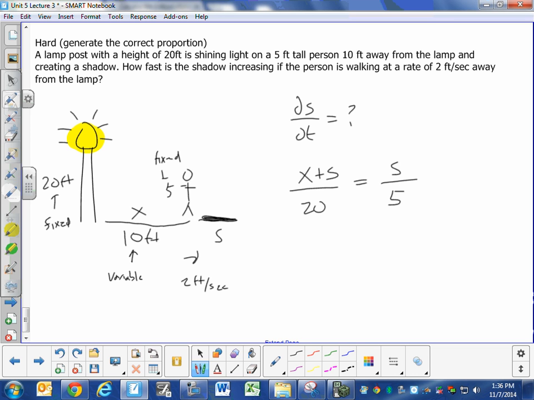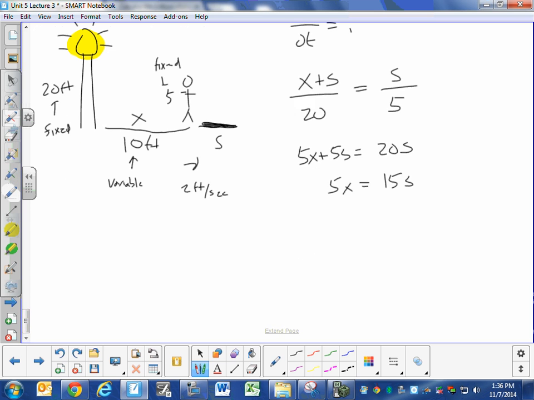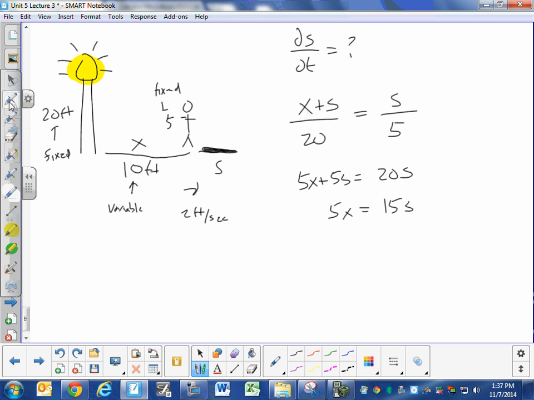Well, this is what I'm going to use to take the derivative of to find ds/dt at this specific moment. But I can make it easier to work with by simplifying this. Multiply both sides by 5 and 20. I get 5x plus 5s is equal to 20s. I then can subtract 5s. I get 5x is equal to 15s. I can even divide both sides by 5, so let's go ahead and do that. So I get x is equal to 3s.